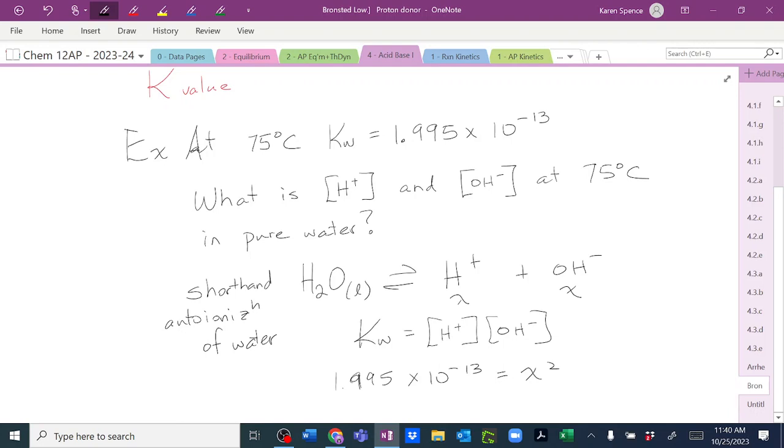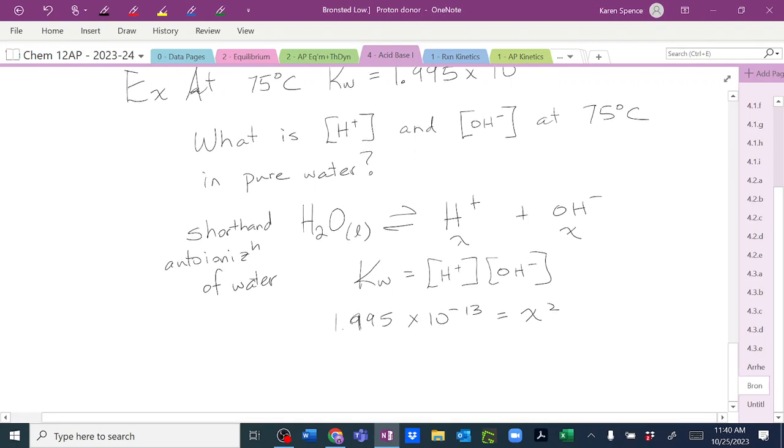E13 negative root. So x is equal to 4.4665 times 10 to the negative 7.